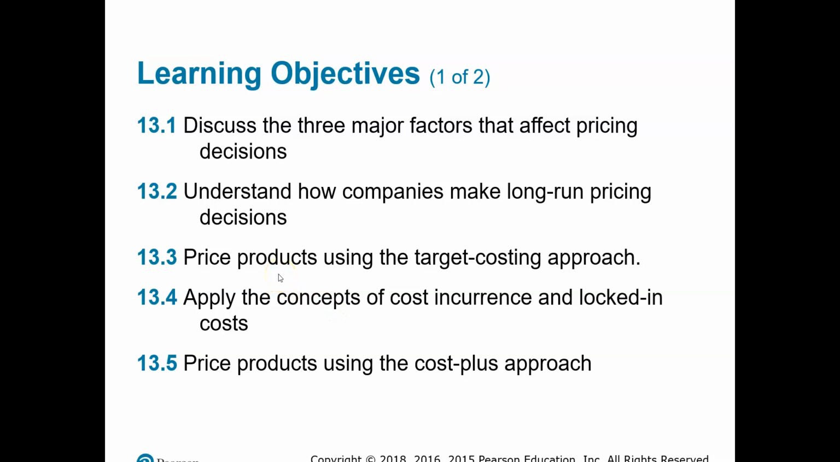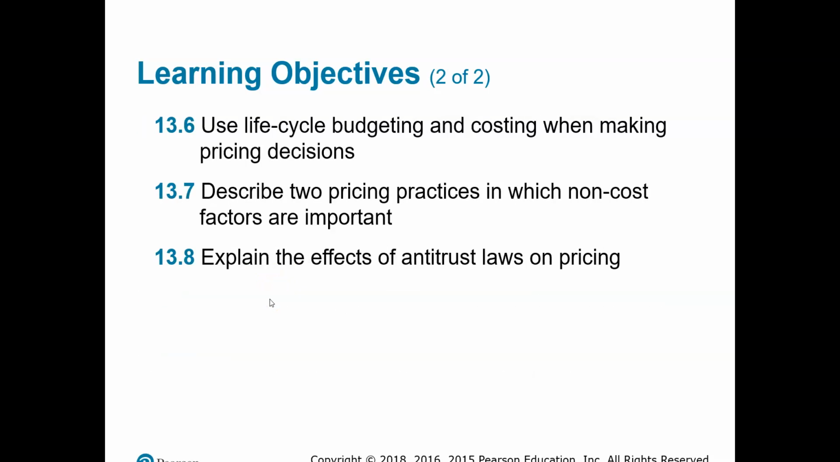We're going to talk about the concepts of cost incurrence and locked-in costs, because there's a difference there. We're going to price products using the cost plus approach. We'll use lifecycle budgeting and costing when making pricing decisions. We'll talk about two pricing practices in which non-cost factors are important. And then finally, we're going to explain the effects of antitrust laws on pricing.